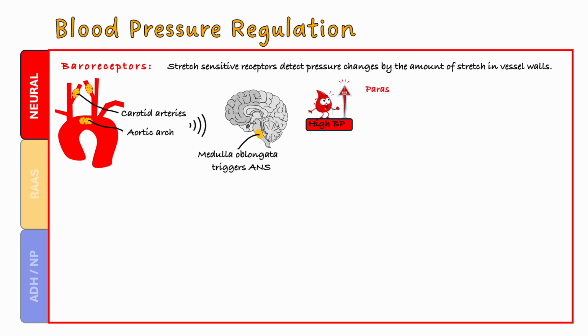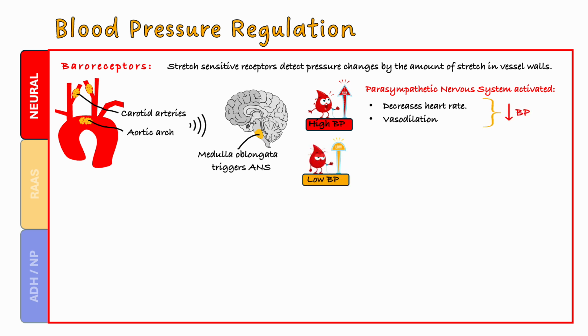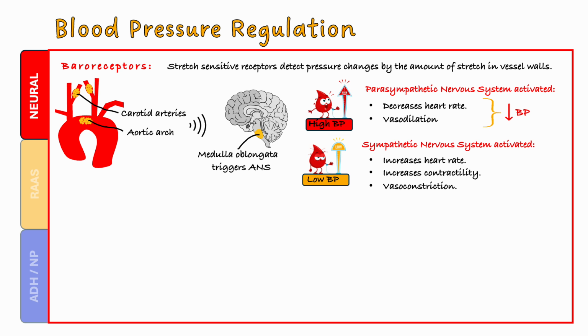If blood pressure is high, the parasympathetic part of the ANS is activated to relax the system by decreasing the heart rate and inducing vasodilation, leading to a lowering of blood pressure. Conversely, if the blood pressure is low, the sympathetic nervous system is activated and heart rate and contractility is increased and vasoconstriction induced to increase blood pressure.